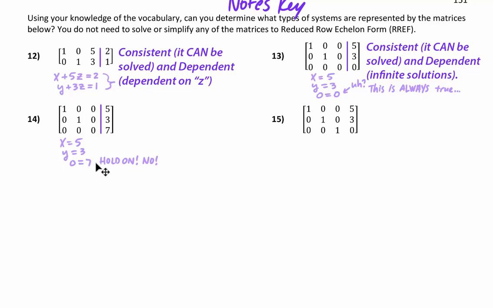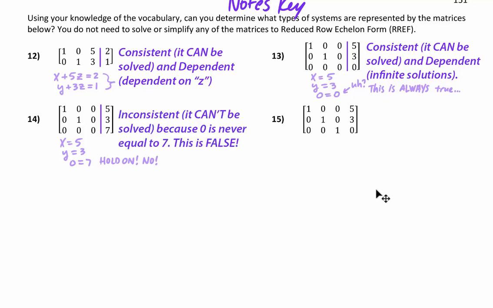And so if we're getting something that's not true, that means it cannot be solved. We would have a problem that is inconsistent. This matrix is impossible. 0 is never equal to 7, and so we have a false situation where 2 of our planes would be parallel, or we have some other outcome where they don't intersect at any point.